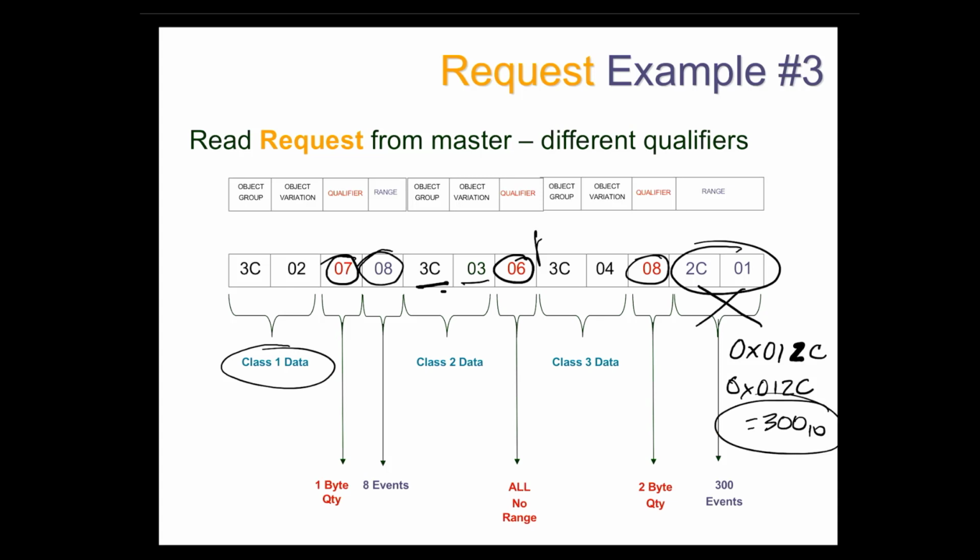So remember I said that all 2-byte values are flipped from the way they appear as a raw message in order to interpret them. So here's a perfect example. A 2-byte quantity, we know it has to be flipped before you interpret it.